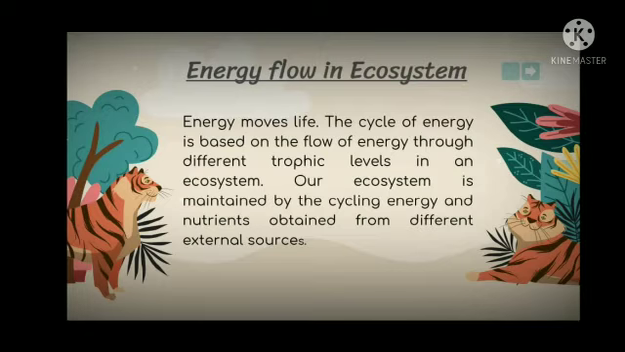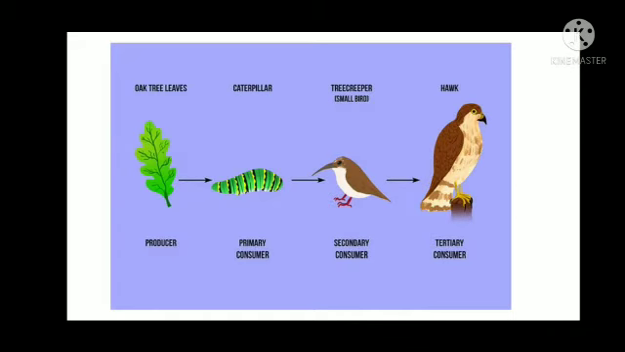Energy flow in ecosystem. Energy moves life. The cycle of energy is based on the flow of energy through different trophic levels in an ecosystem. Our ecosystem is maintained by the cycling energy and nutrients obtained from different external sources. Energy flow in ecosystem begins with producers, then moves to primary consumers, then to secondary consumers, and then to tertiary consumers.